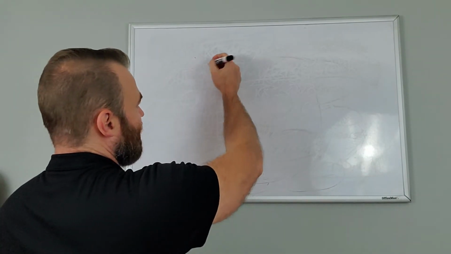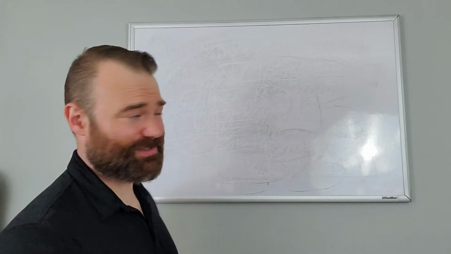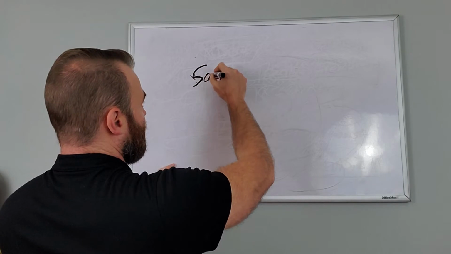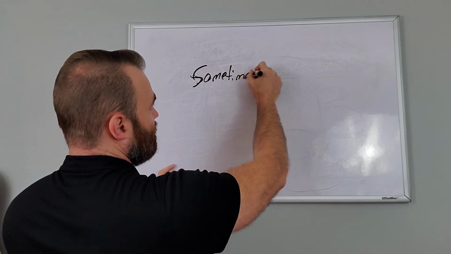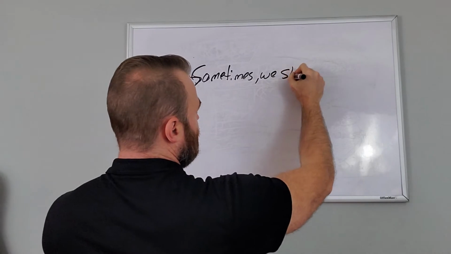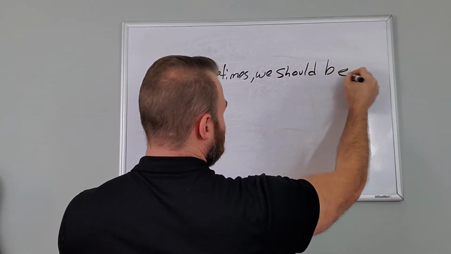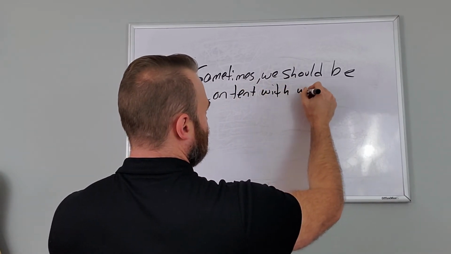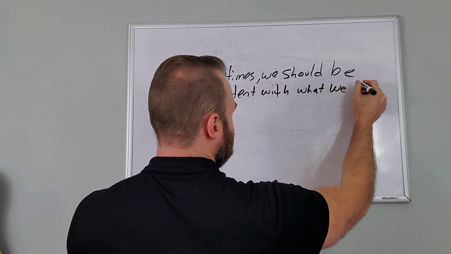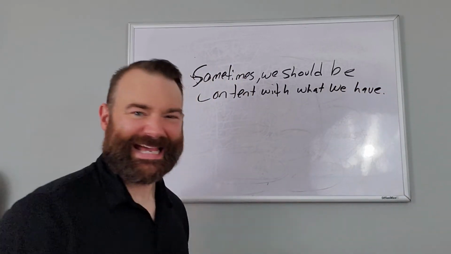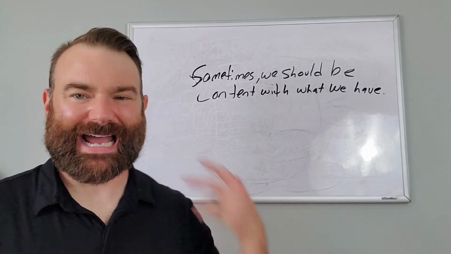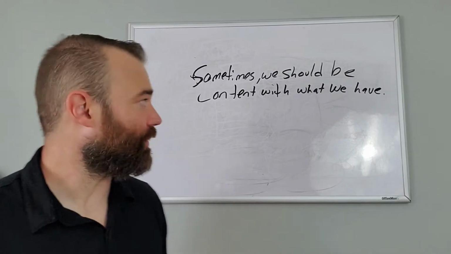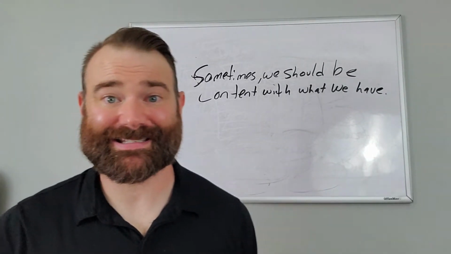So you're going to say, like, for instance, my thesis statement to my little story in my life was, okay, sometimes we should be content with what we have. Now you'll notice I'm not saying I believe or I think or anything like that. I'm coming out and just saying sometimes we should be content with what we have. Great. There is my thesis statement.